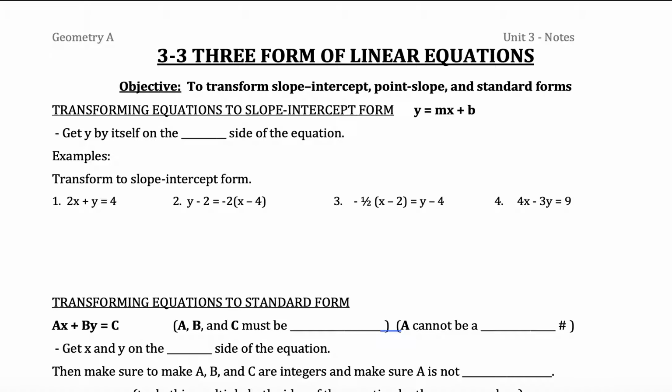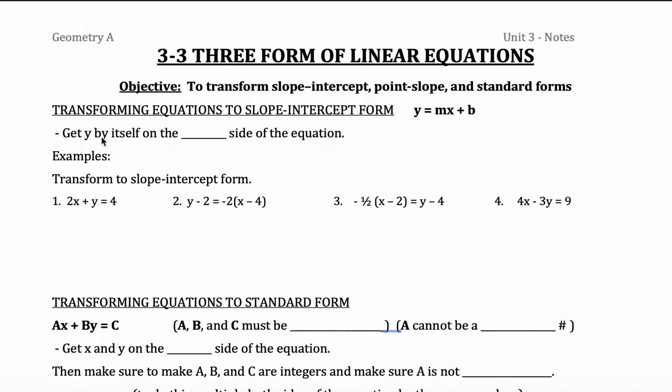Welcome. In this video, we're going to focus on the three forms of the linear equations and transforming those three forms into one of the other forms. So the first thing we're going to do is transform equations of lines into slope-intercept form. So we're going to take our point-slope form or our standard form and transform that into slope-intercept. So we want to finish with y equals mx plus b.